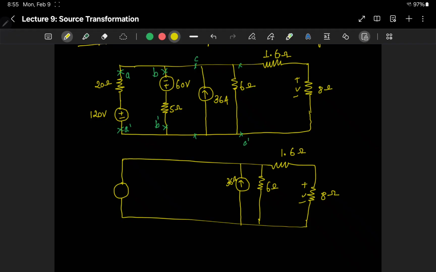So converting this circuit into a current source and a resistor looks something like that, and converting this B to B dash into a current source and resistor will look like something like that. So the first part, the resistor is given as 20 ohms, so this will remain the same between voltage and current. The second part, we have 5 ohm, that will again remain the same, and we can calculate current as the voltage divided by the resistor.